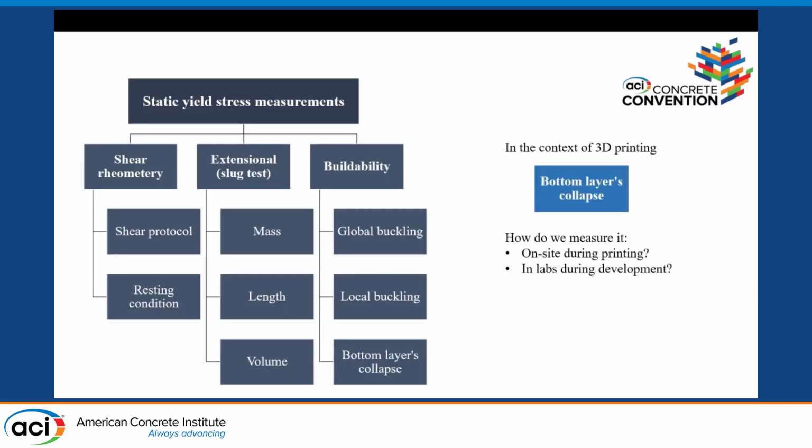And so I'm going to close up very quickly here. With static yield stress, we can measure it in a lot of ways. We can measure it with shear rheometry, and then we can look at our shear protocol and the effect of rest. With extensional rheometry, we can look at slug length, slug mass, slug volume, and we can look at buildability. So all of these are different ways to define static yield stress. In the context of 3D printing, the one thing that's most meaningful is when we have a print layer collapse. So how do we measure it on site, and how do we measure it in lab during development? Because we need to be able to compare and contrast what we have and what we've done.